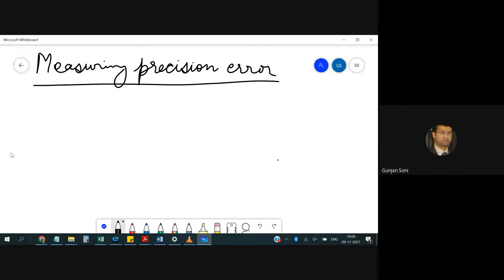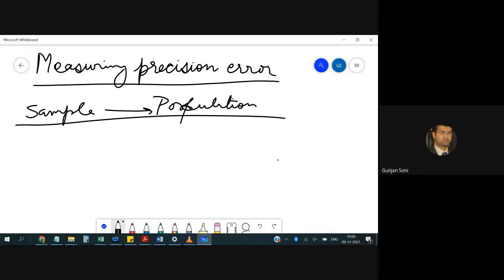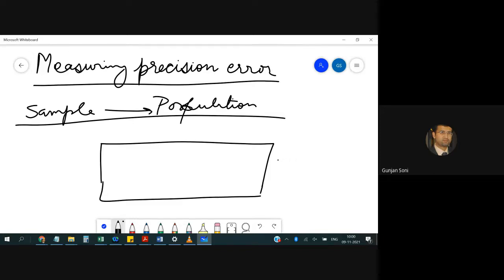Okay, so we start from the same place where we left. We were talking about measurement of precision error, and last time we were talking about sample and population. So I'll start from there. Sample, which is drawn from the population. Now there are two terms which we need to understand.